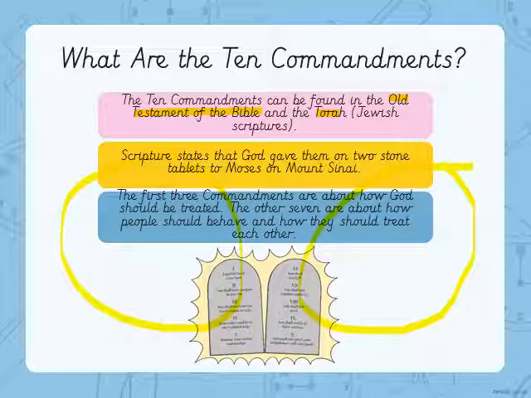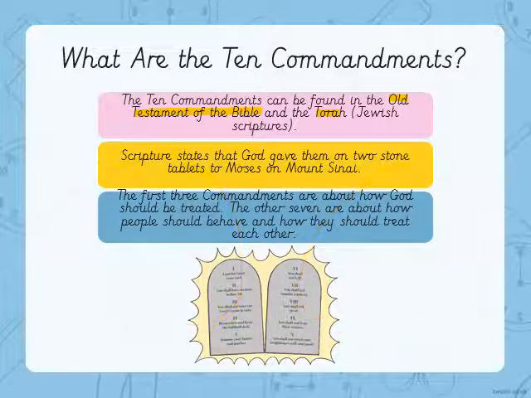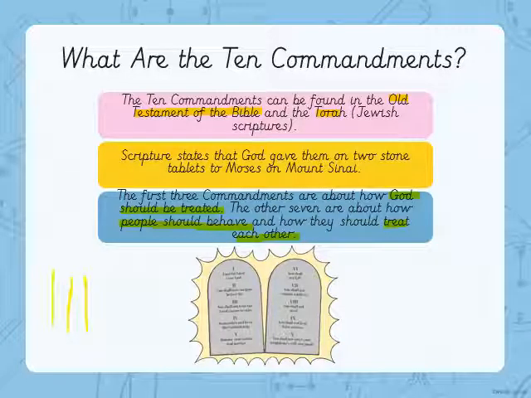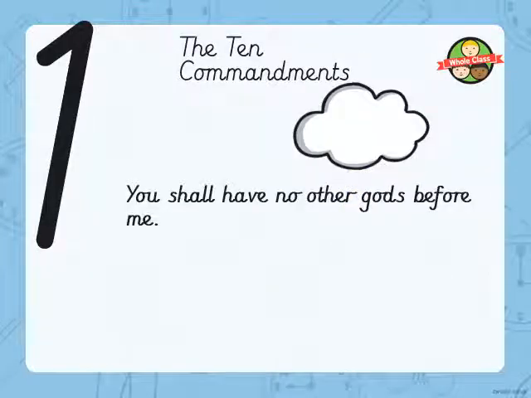And the first 3 commandments are about how God should be treated. And the other 7 are about how people should behave and how they should treat each other. So the first 3, 1, 2, 3, is about how God should be treated. And the other 7, 1, 2, 3, 4, 5, 6, 7, are how people should behave and how they should treat others. So let's have a look at the 10 commandments.